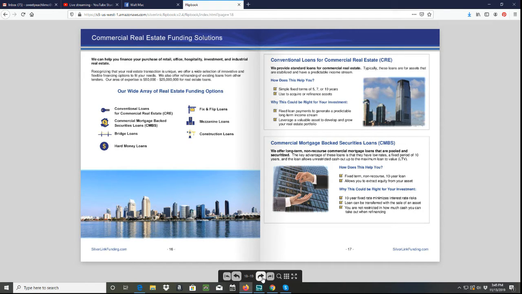Commercial mortgage-backed securities loans, or CMBS. We offer long-term, non-recourse commercial mortgage loans that are pooled and securitized. The key advantage of these loans is that they have low rates, a fixed period of 10 years, and the loan allows unrestricted cash out up to the maximum loan to value, or LTV.